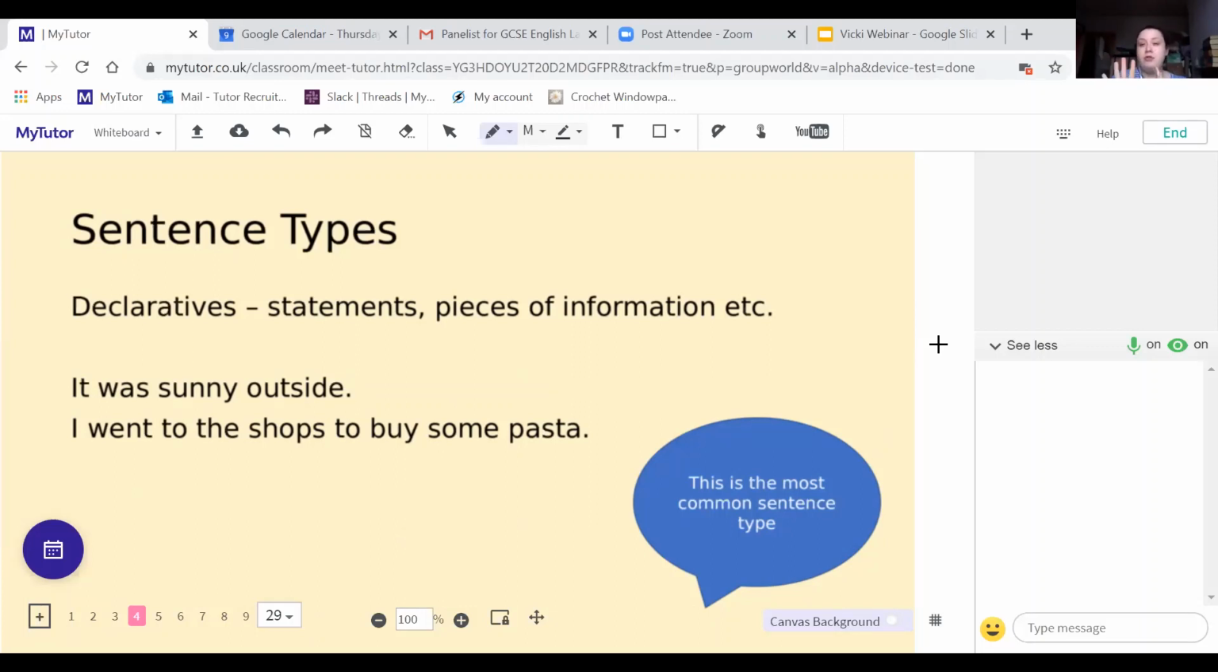So there are 4 types of sentences within this bracket. Our first and most common one is the declarative. So these are statements, pieces of information. Basically, you are declaring something. So, it was sunny outside. I went to the shops to buy some pasta. They're pretty straightforward. I wouldn't talk about them in paper 1 question 2 because they're boring and not particularly interesting to talk about.